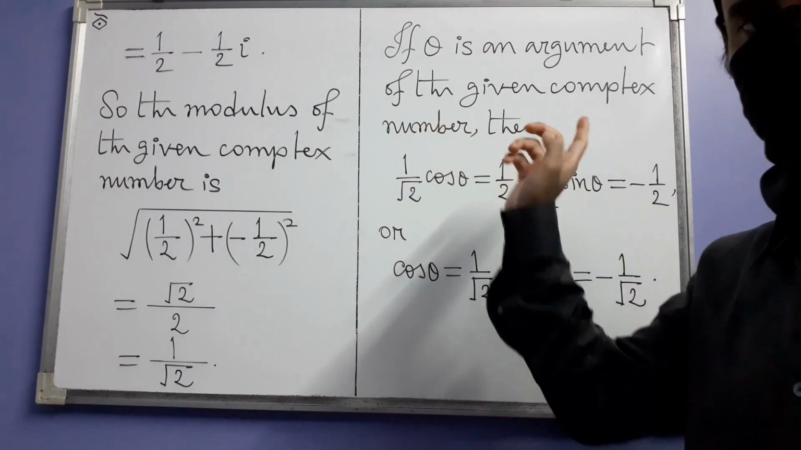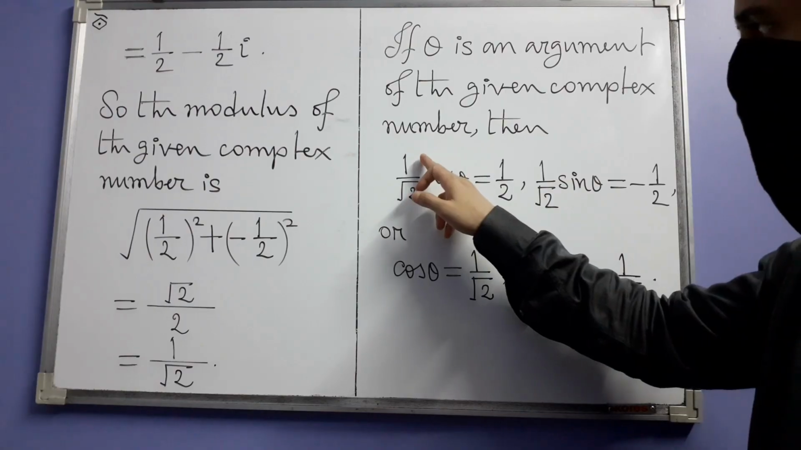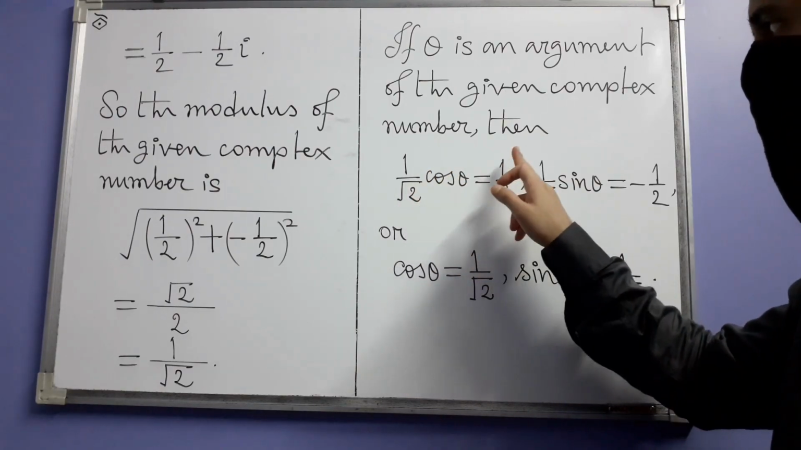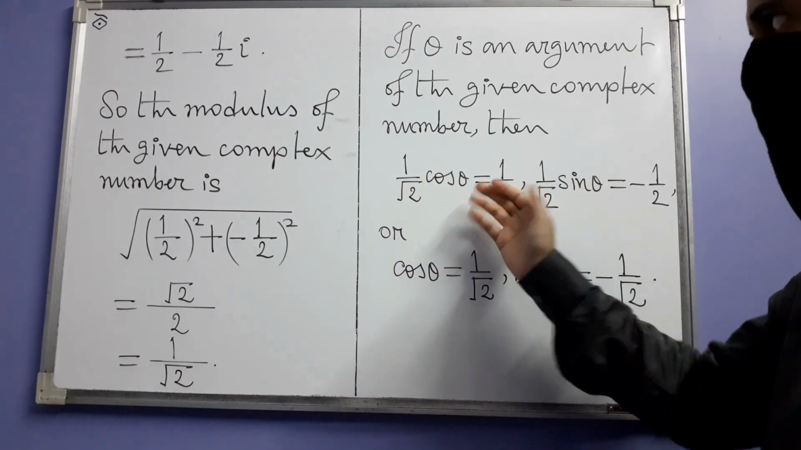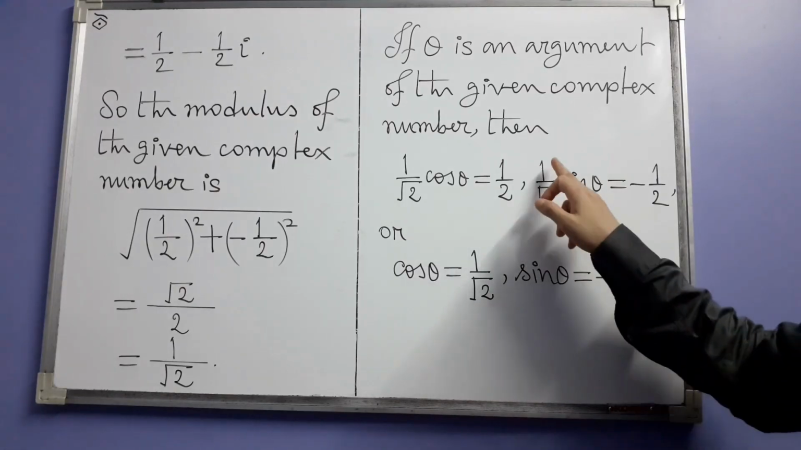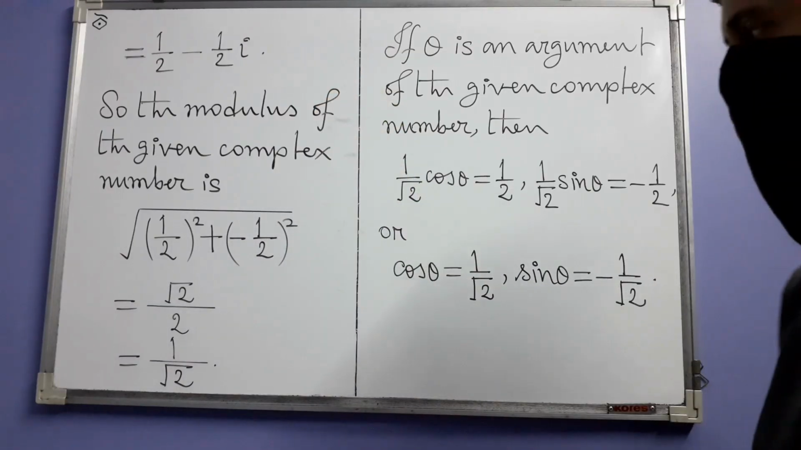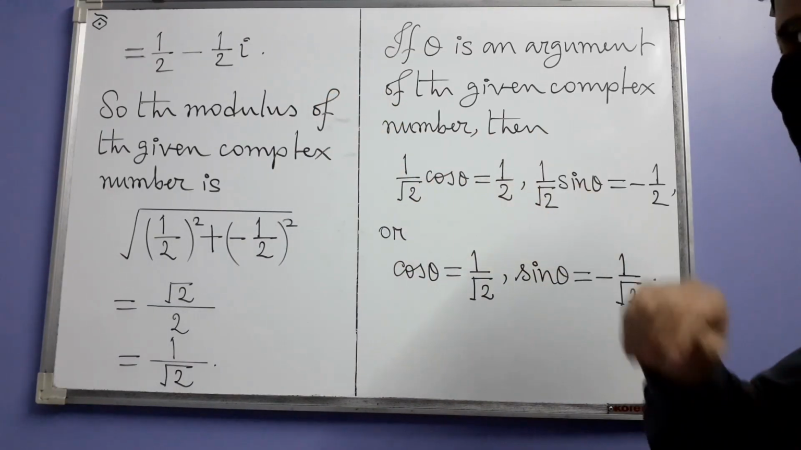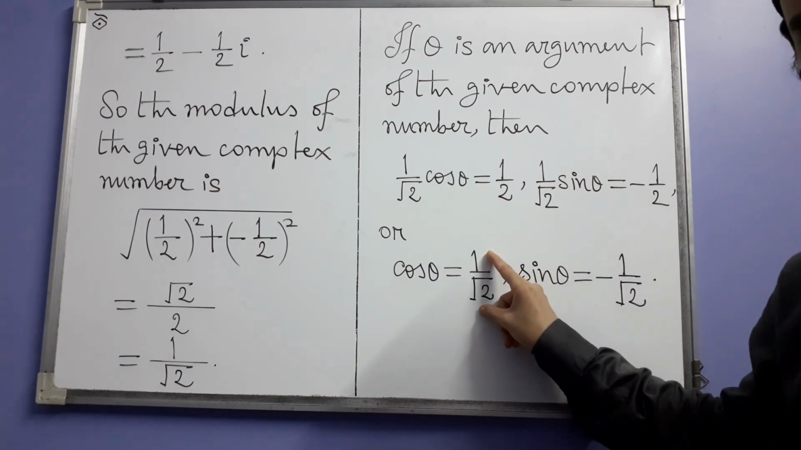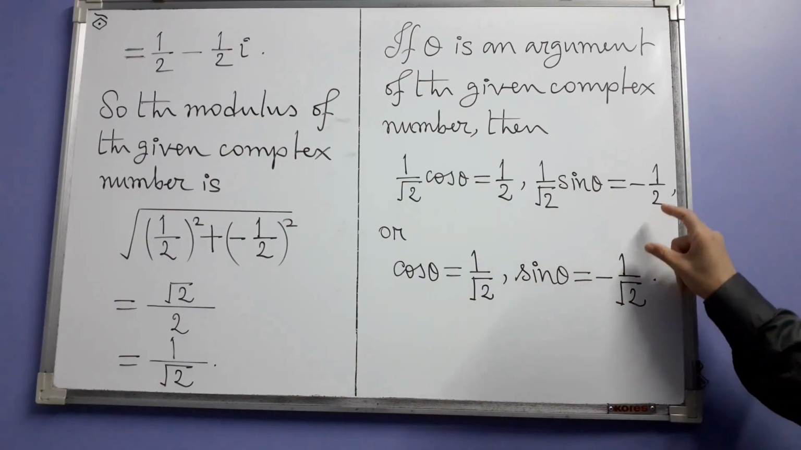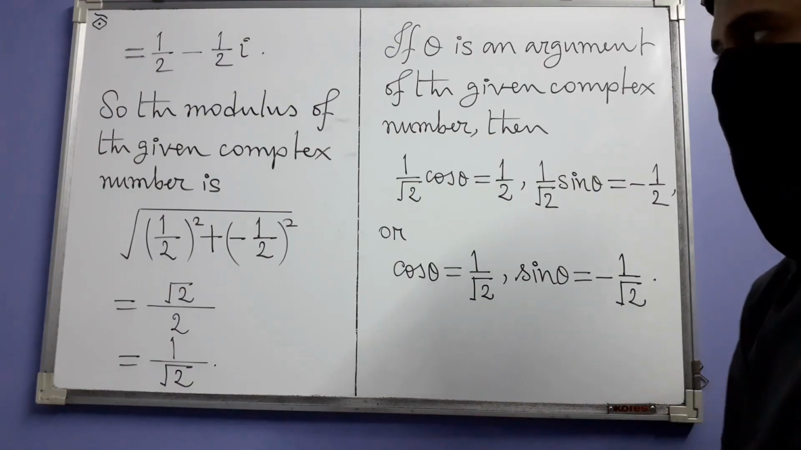So if theta is one argument of the given complex number, again as before, modulus times cos theta is the real part. The modulus is this, so 1 divided by root 2 times cos theta is the real part. And again modulus times sin theta is the imaginary part, which is minus 1 divided by 2. So after you cancel 1 over root 2 from both sides, you are left with 1 over root 2 on the right hand side of the first equation and minus 1 over root 2 on the right hand side of the second equation. And then from these two equations we have to find theta.